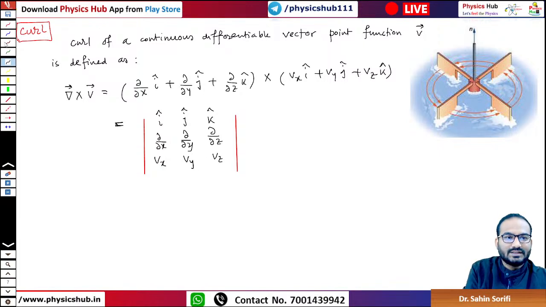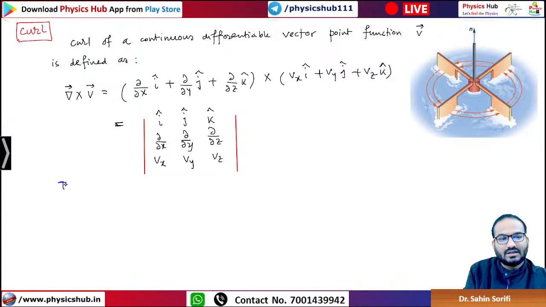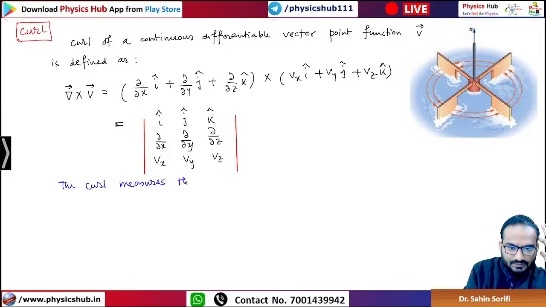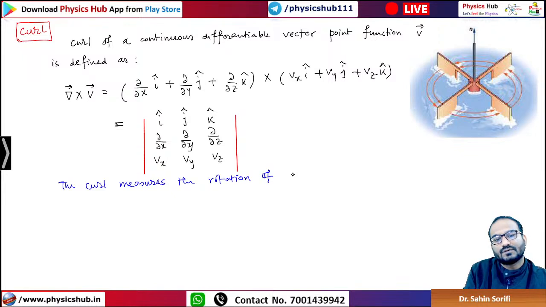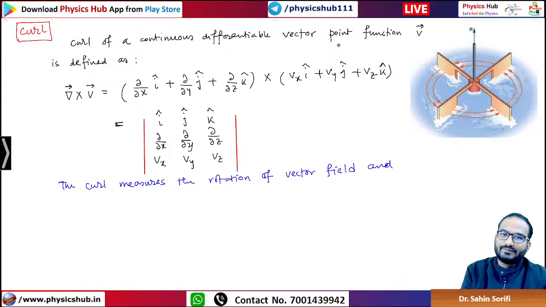So what does it basically measure? The curl measures the rotation of vector field. Okay, and what about the direction? Because you see, curl of a vector is a vector. Previously we defined divergence. Divergence of a vector was a scalar, but here curl of a vector is a vector, so it will definitely have some direction.